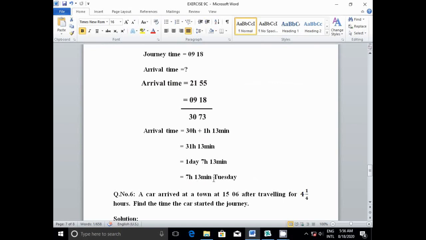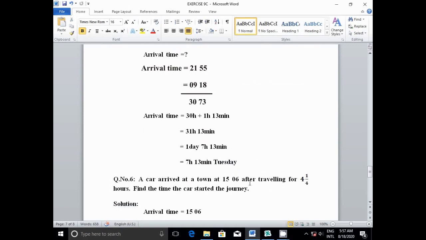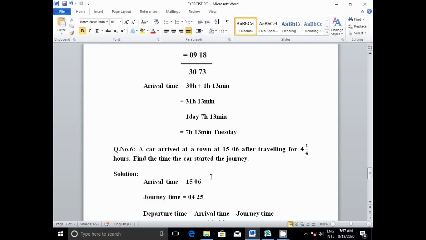Next question from this exercise, question number 6. A car arrived at a town at 15 hours 6 minutes after traveling for 4 hours and 25 minutes. Find the time the car started the journey.